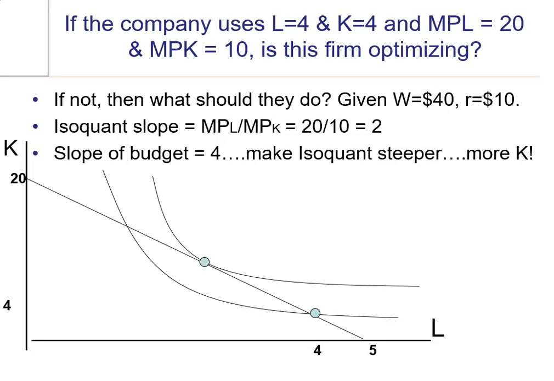Now, the optimal bundle in this case is going to look something like this point here, where you're going to use fewer than 4 workers. This is the optimal level of labor, L star, let's call it. And you're going to use more than 4 units of capital. This is the optimal use of capital, call it K star. And at this point, the slopes are equal. The slope of the isocost, which is -4, is equal to the slope of the isoquant, which will be -4.